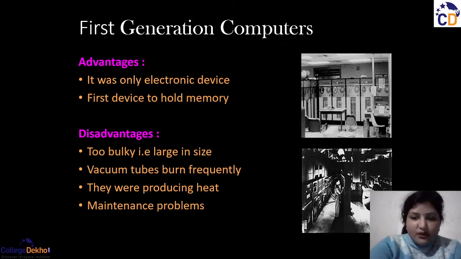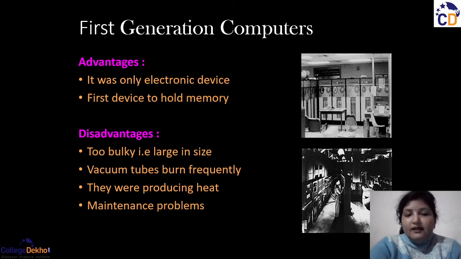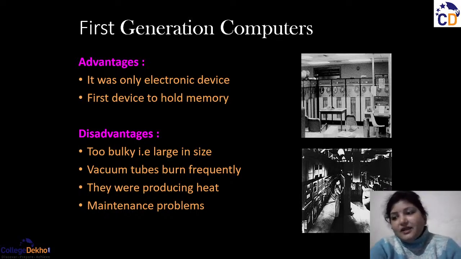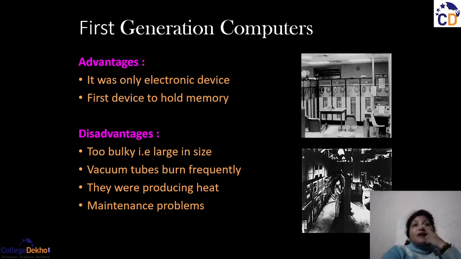Disadvantages I have already discussed actually. Vacuum tubes burn frequently, so there is breakdown in the machine. They were producing heat. Maintenance problems: how to maintain that particular machine. Too bulky, large in size. So these are some disadvantages, which is why we moved from the first generation to the second generation.